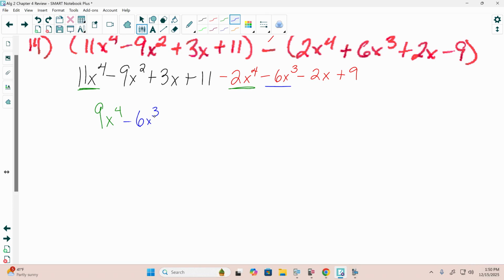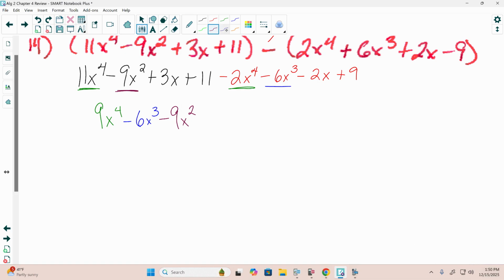Then we move on to our x squared terms. We only have one of them. We have the negative 9x squared. And since there is only one of them, we just write negative 9x squared. There's nothing to combine with it, so it just comes down.